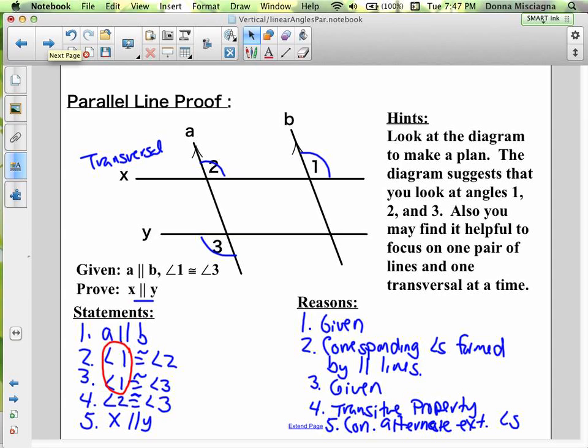The alternate exterior angles theorem, our postulate, says that if the lines are parallel, then you know those alternate exterior angles are congruent. So this is going the other direction to prove the lines parallel. And we've done it. 5 steps. So here you see how you relate what you're given and what you're trying to prove. Let's do another one.